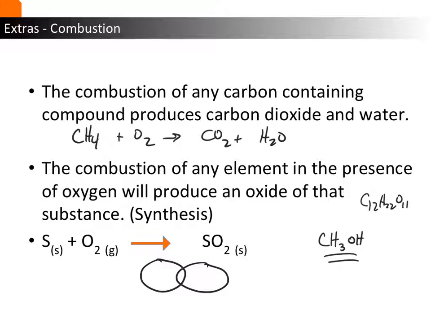So let's think of a Venn diagram for a second. Over here, we have all synthesis. And over here, we have all combustion reactions. And right in the middle, we have this situation where any element is burnt in the presence of oxygen will produce the metal oxide. These types of substances are both synthesis and combustion type reactions.